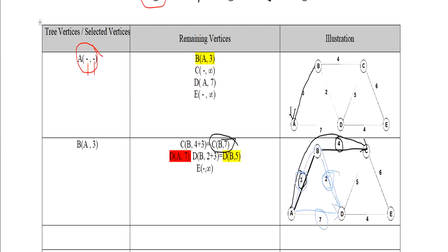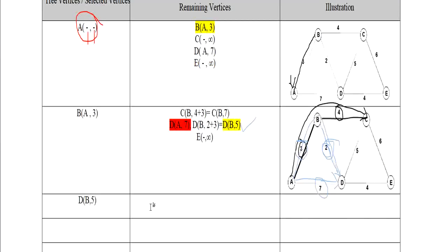Amongst these, which one is having the lowest cost? I have C of B comma 7, I have D of B comma 5, I have E of dash and infinity. Amongst these, the lowest cost which can be visited is D of B comma 5. So the selected vertex would be D of B comma 5.